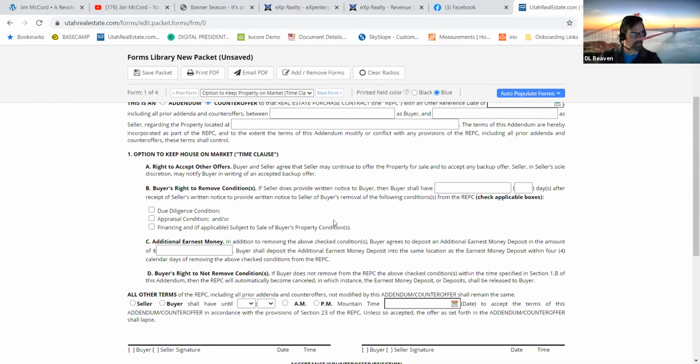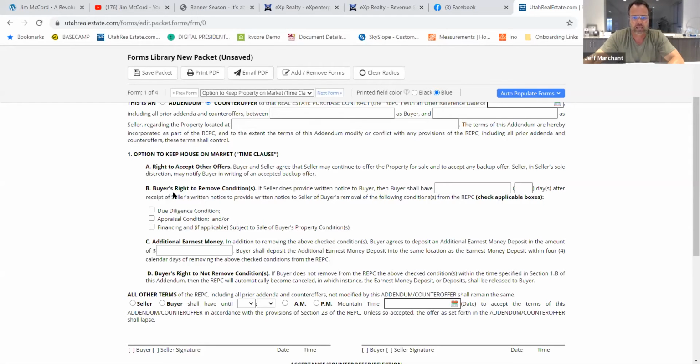So barring the removal of the condition, when that time clause expires, the seller has the right to accept the backup offer. Correct. So if the clause or whatever that contingency is that the time clause was issued on, if they don't remove it, then they get to move forward with the other offer. Okay.